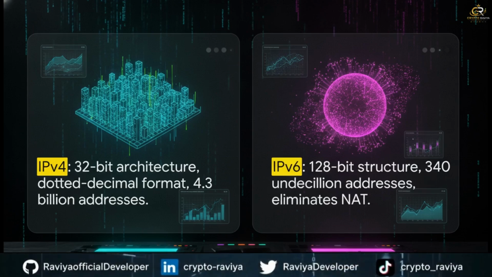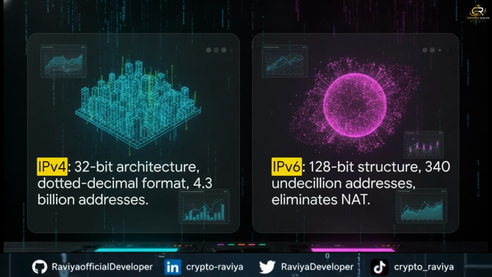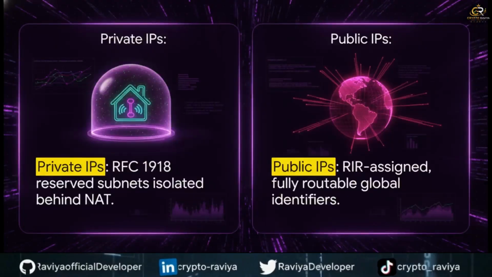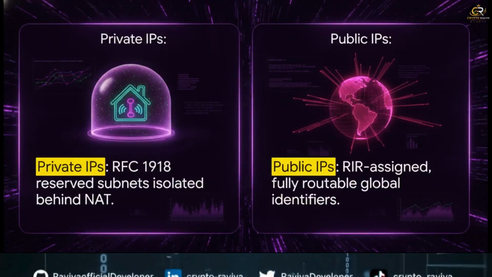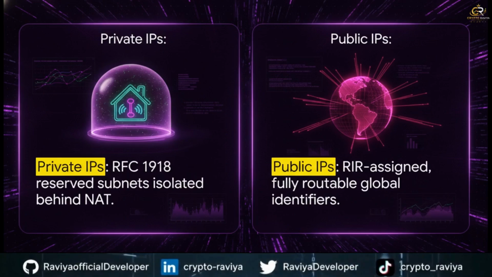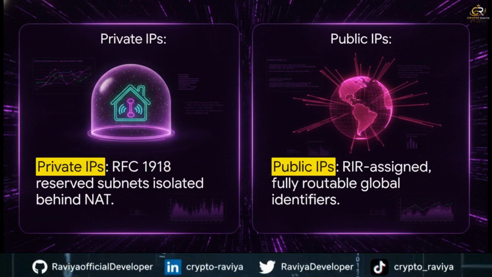Because this space is so unfathomably huge, IPv6 permits hierarchical address allocation and actually completely eliminates the need for network address translation, or NAT. Now, speaking of NAT, under the old IPv4 system, we had to split addresses into private and public just to save space. Private IPs are reserved subnets, like the one you have at your house.